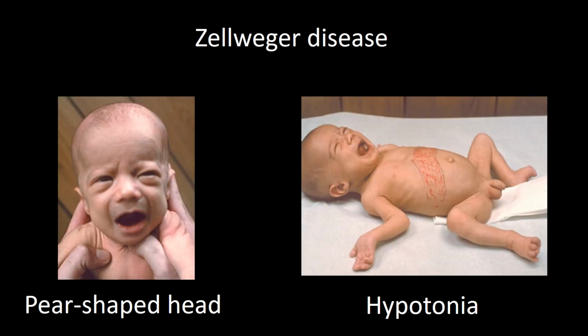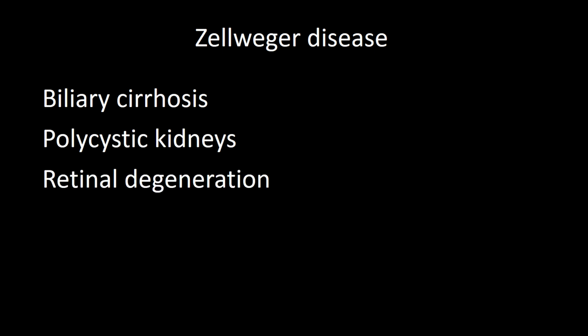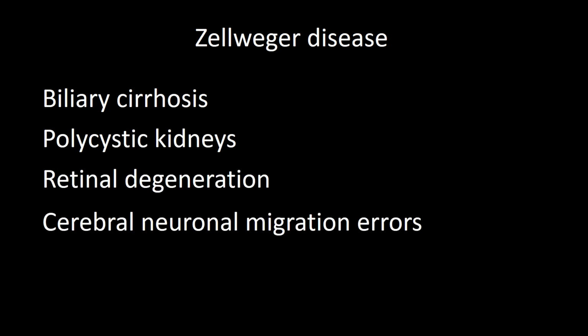The first one occurs in infants. This is a patient with Zellweger disease. Note the pear-shaped head owing to the high forehead and the unusual fullness of the cheeks. And also notice the hypotonic posture as well as the large liver. Organ abnormalities include biliary cirrhosis, polycystic kidneys, retinal degeneration, and cerebral neuronal migrational errors, which produce developmental delay and seizures.